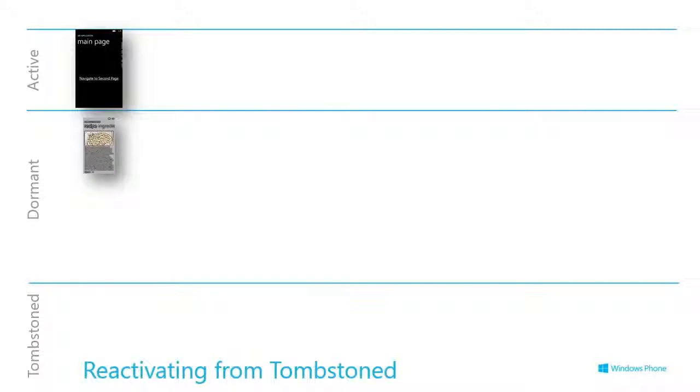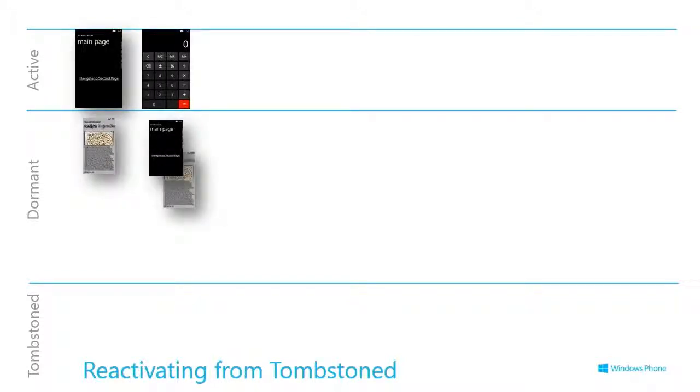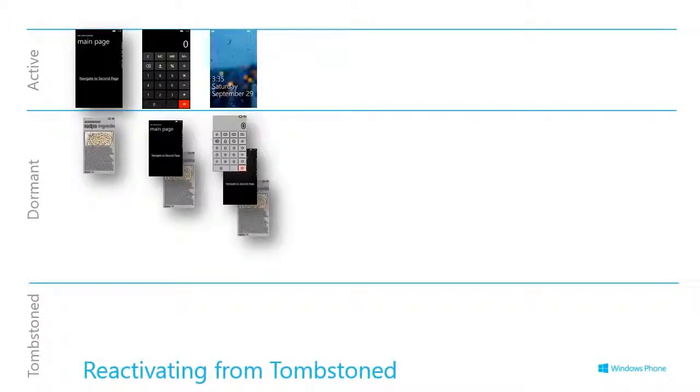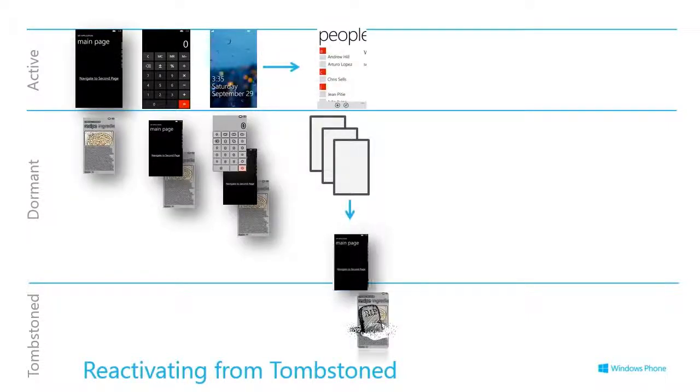So this is a diagram that just illustrates that process. Here we go. The user started the calculator, and we're moving, and then they start something else. The lock screen comes up, and now the calculator is dormant as well, and our app is in there, and so on and so forth. And at some point, we get tombstoned. Our memory snapshot has been thrown away.